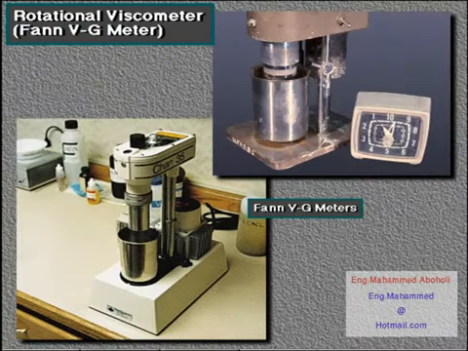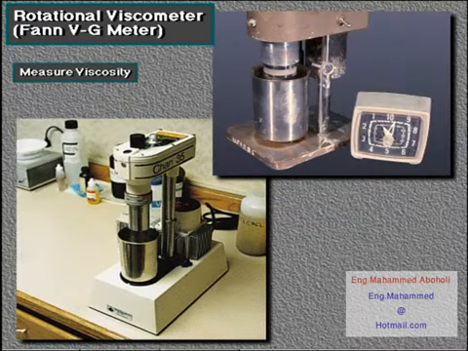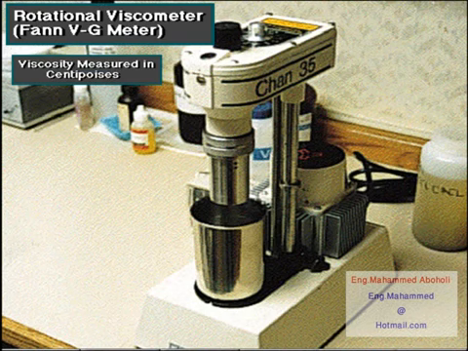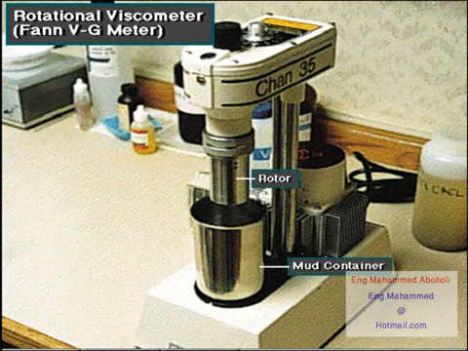This device also measures mud viscosity. It's a more scientific viscosity measure than the Marsh funnel. A Fann VG meter measures the mud's viscosity in centipoises. A centipoise is a unit of measure for viscosity, just as an inch is a unit of measure for length. The Fann VG meter works by spinning a rotor or bob in a sample of mud at 2 different speeds.